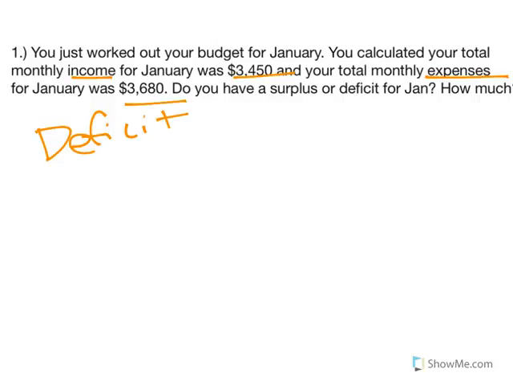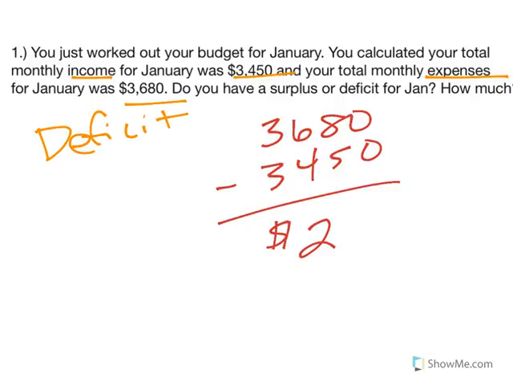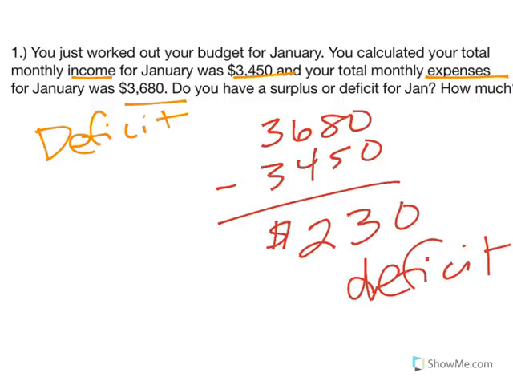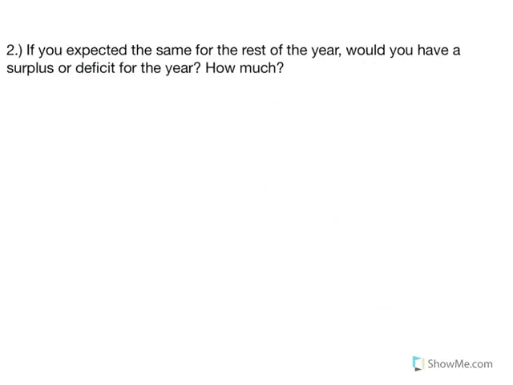So, by how much? Well, you would take your $36.80, subtract your $34.50, and you have a $230 deficit for the month. So you might have to get a part-time job where you work 5-10 hours a week in order to make up for that deficit, or get a roommate.